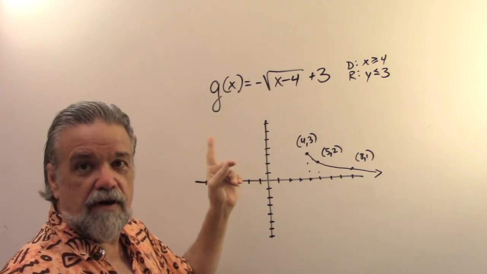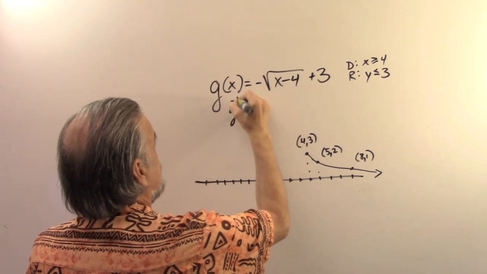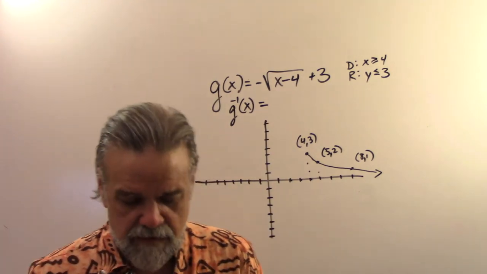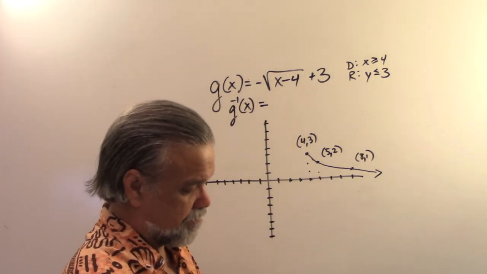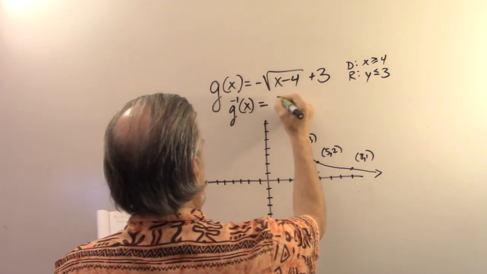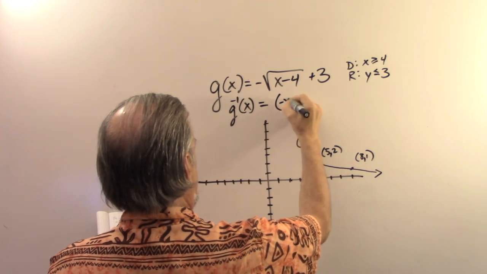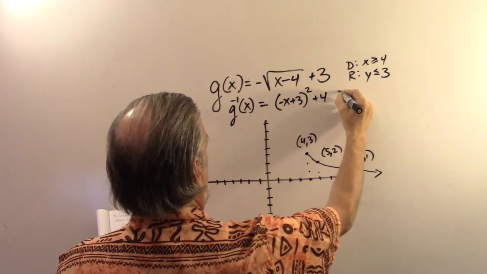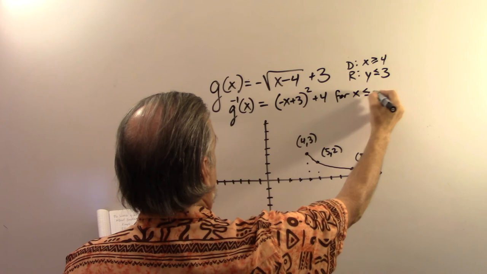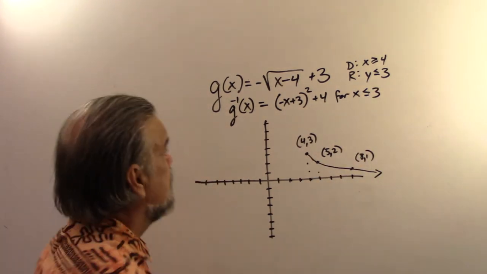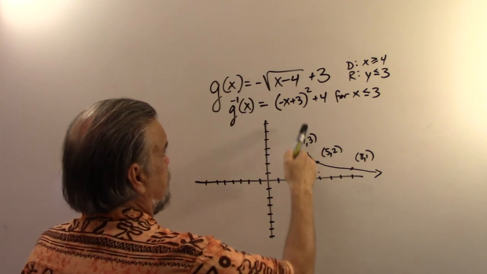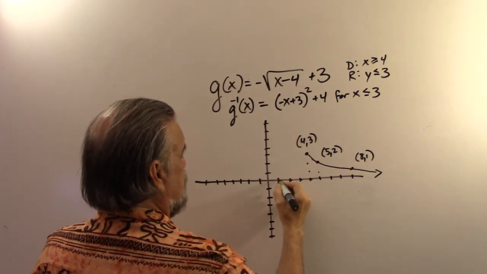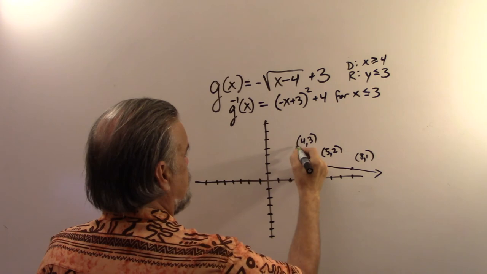Now I want to do the inverse function of g. And I believe we said that was equal to, what did we say that was equal to? That's going to be negative x plus 3, squared, plus 4, for x less than or equal to 3. Okay? So let's start with 3. Negative 3 plus 3 is 0, so it's going to go through the point (3, 4), right there.